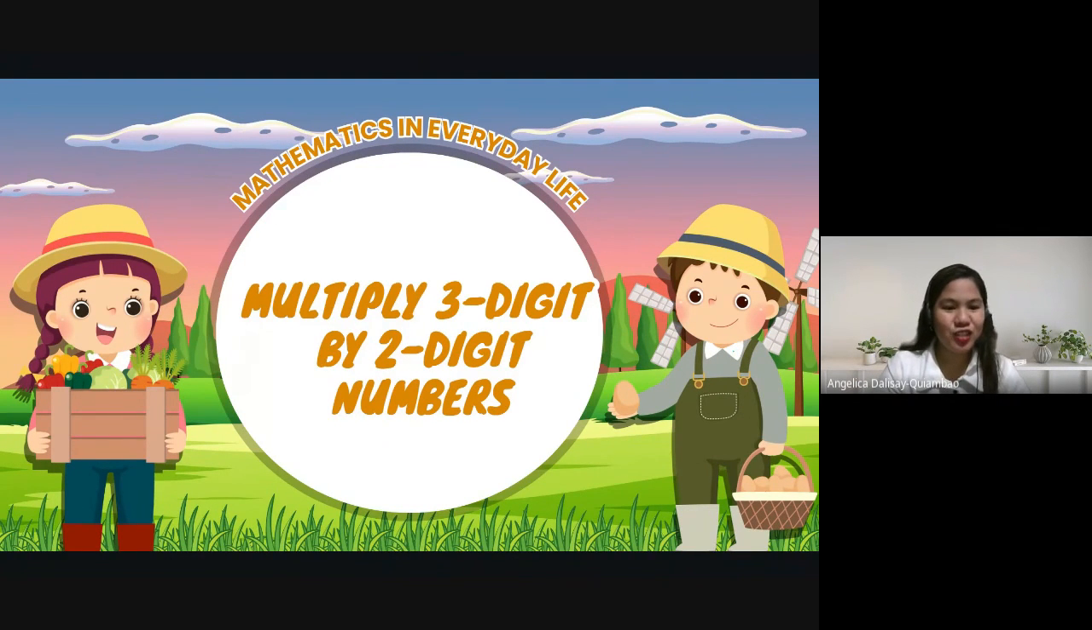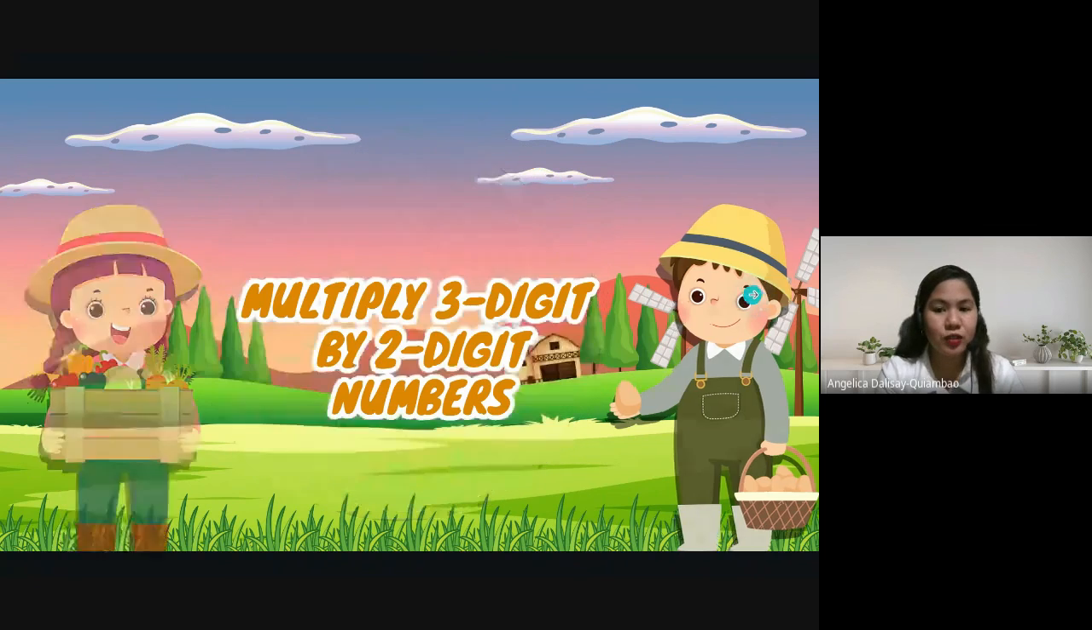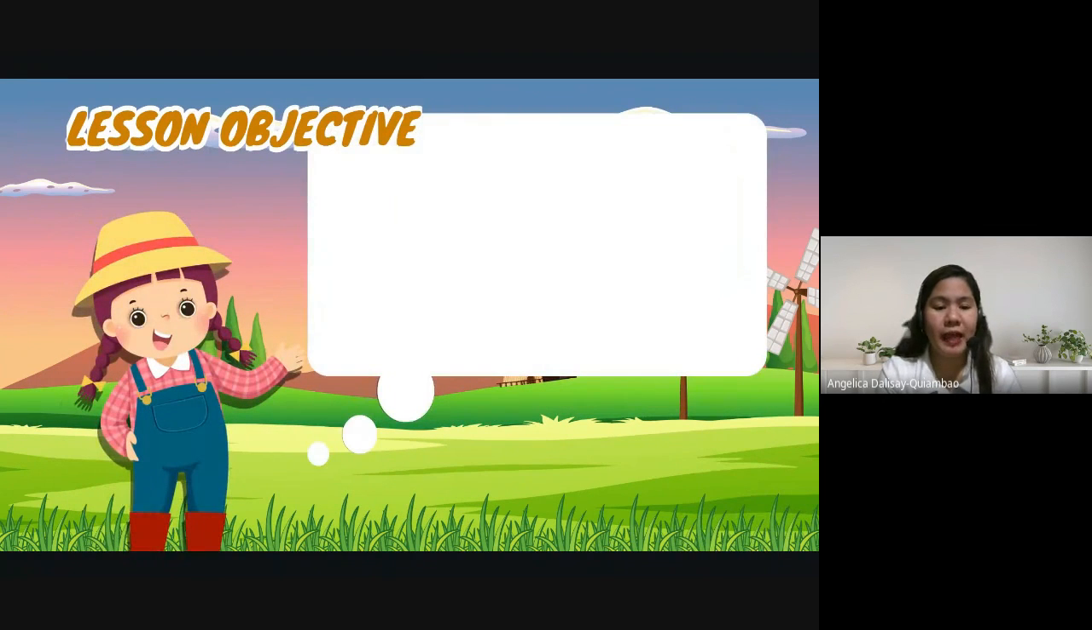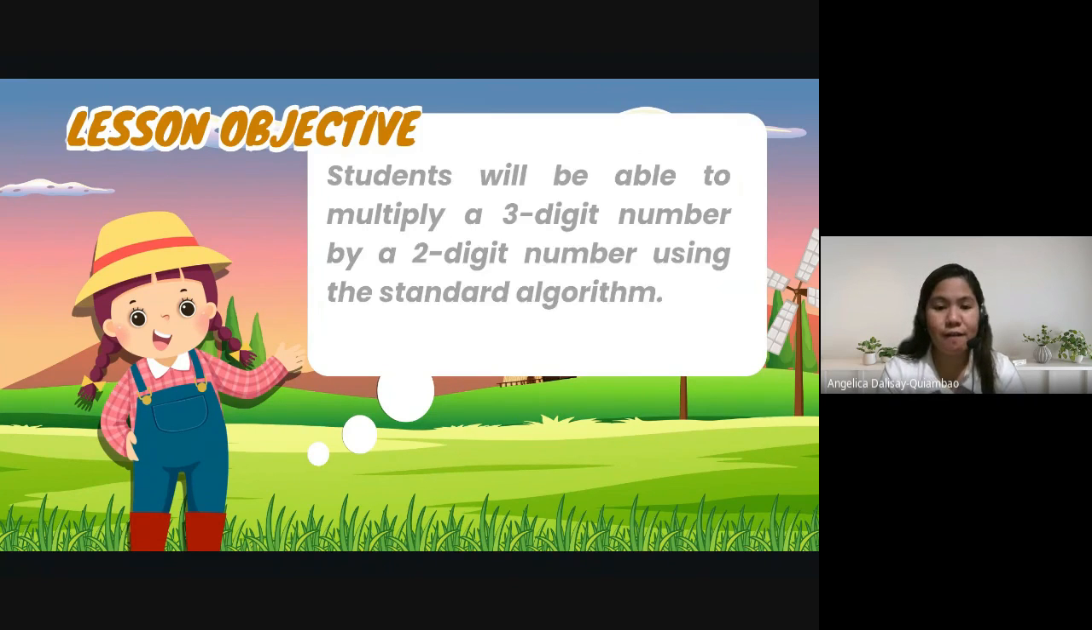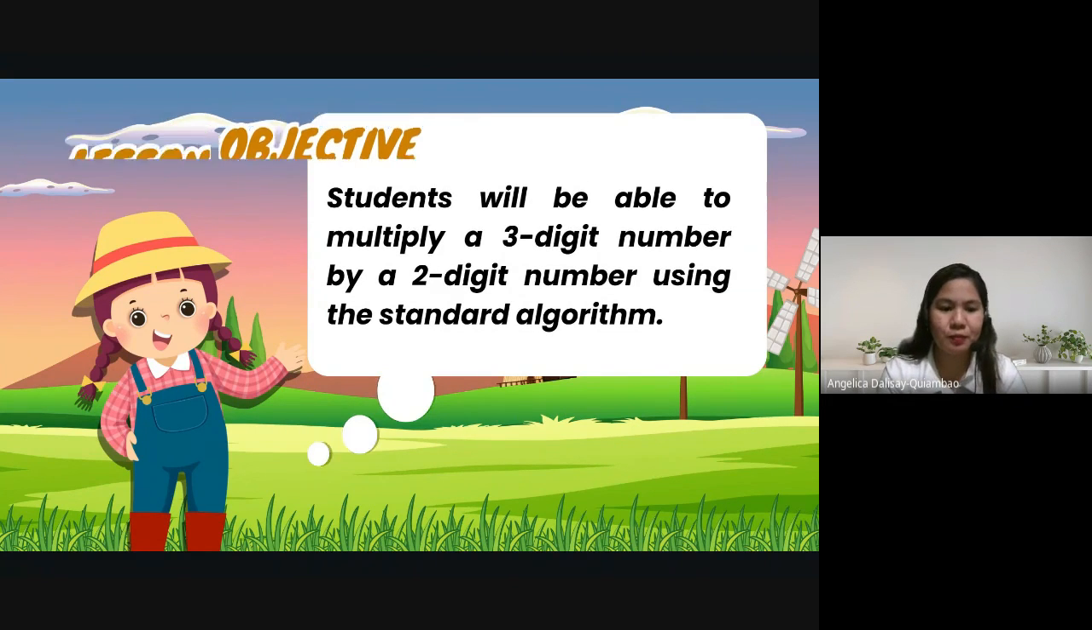Hi class. Today we're going to learn multiplying 3-digit by 2-digit numbers using the standard algorithm. This is similar to multiplying 2-digit by 2-digit numbers. The process is the same; we will just add another digit. Let's have a sample problem.